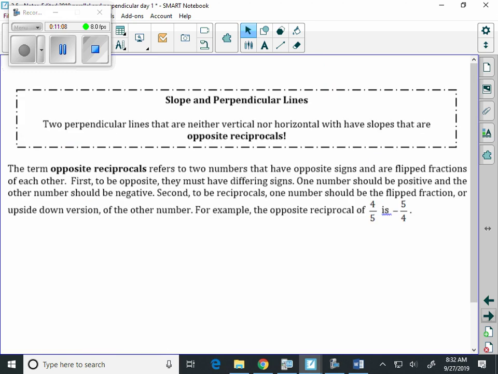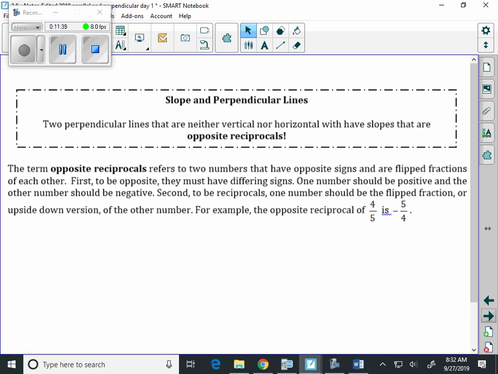We flip our paper over. There's the parallel lines. So now let's talk about perpendicular lines. And the difference on perpendicular now is two perpendicular lines that are neither vertical or horizontal have slopes that are opposite reciprocals. Well, opposite means that you change the sign. Reciprocal means that you flip the fraction. And that's what this is saying down here.